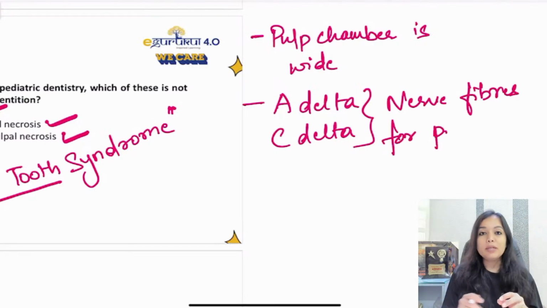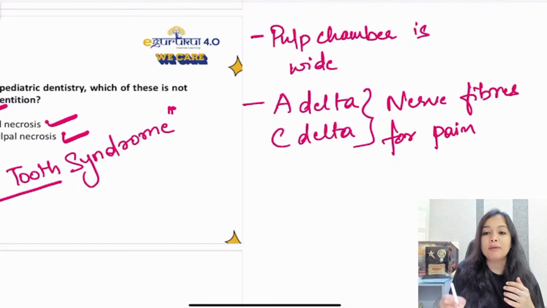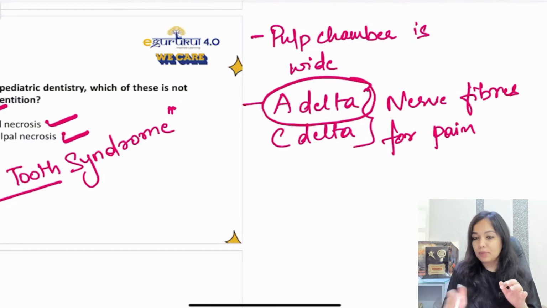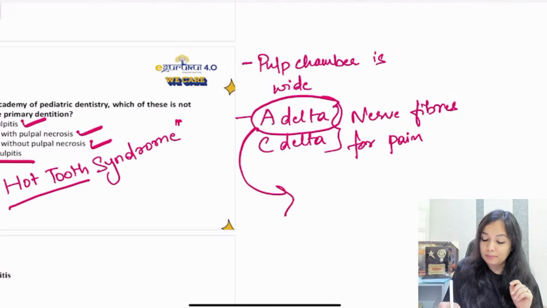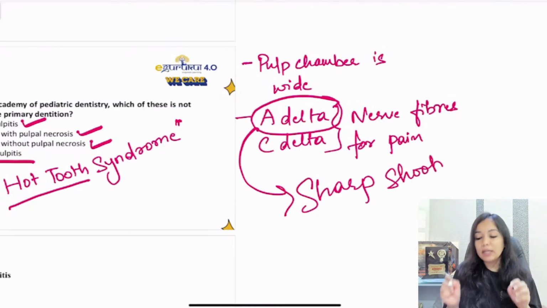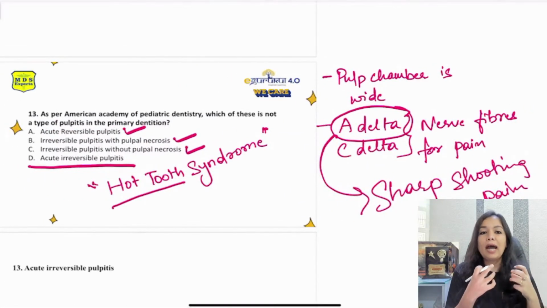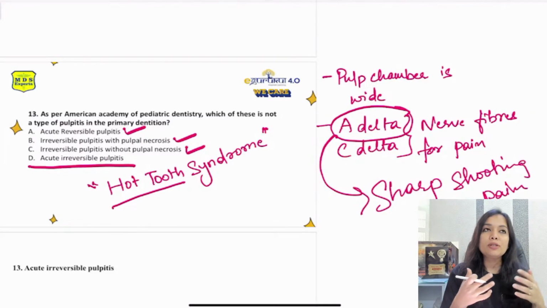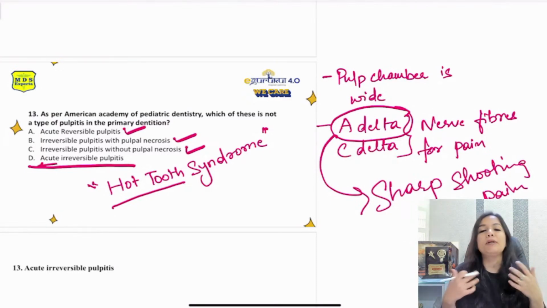The problem is that all these nerve fibers present in the pulp of a primary dentition are incompletely developed, especially the A delta fibers. A delta fibers are the ones responsible for sharp shooting pain. So the patient is not able to convey a sharp shooting pain, and hence cannot relate to a situation where the pulp has just been inflamed, because he is not able to sense that particular pain.